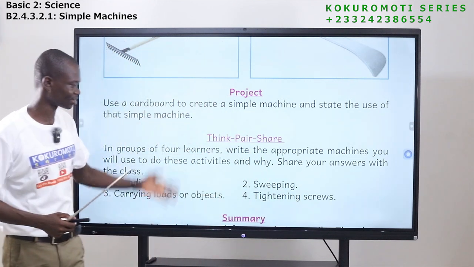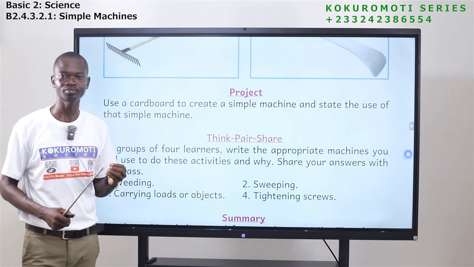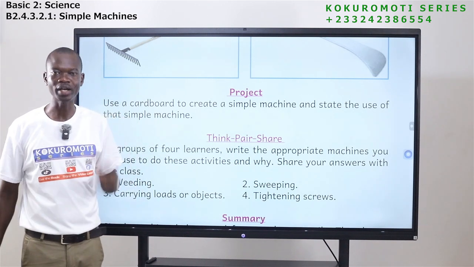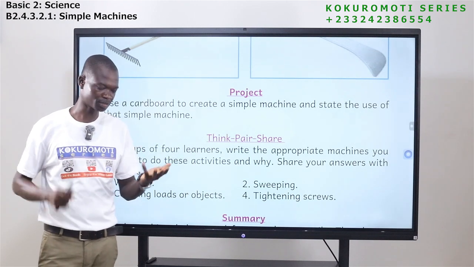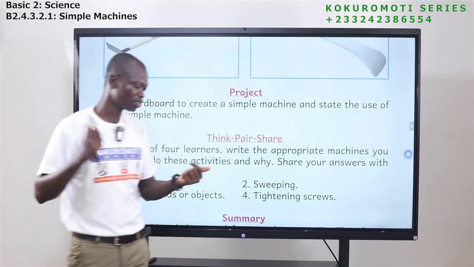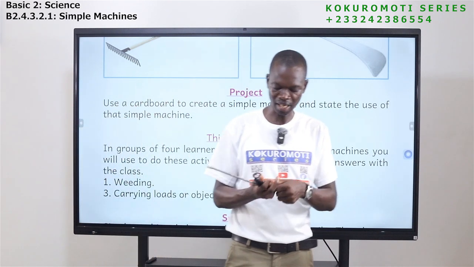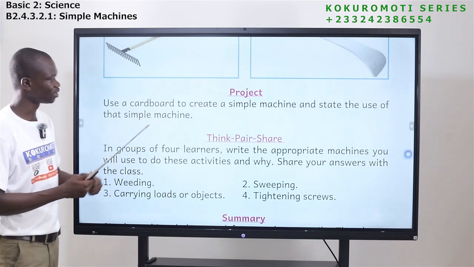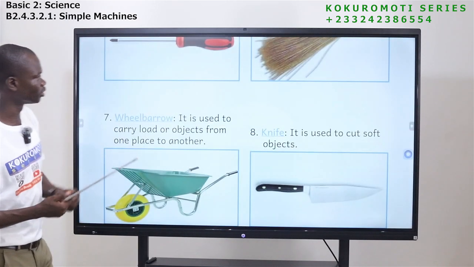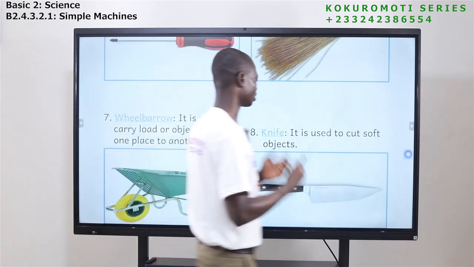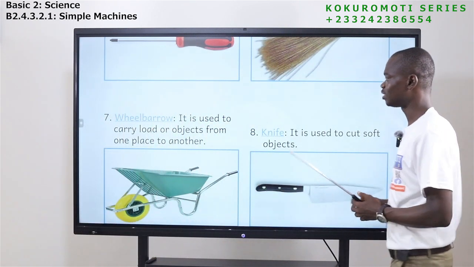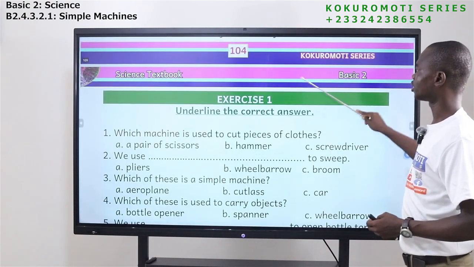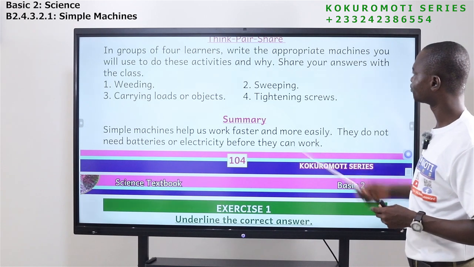So in the exercises, if I ask you to mention 10 examples of simple machines and their functions or the work that they do, I believe you'll be able to mention them. Scissors, pliers, forceps, broom, knife, rake, cutlass, wheelbarrow, screwdriver. So these are the examples that I need from you, and then you can tell what they are used for.